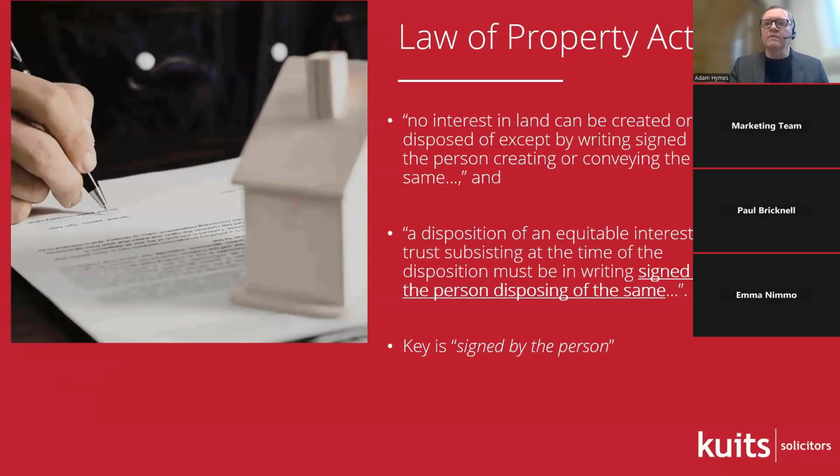So the 1925 Law of Property Act is a very important piece of legislation in property. It won't go into too many details, but the relevant clauses in that act say that no interest in land can be created or disposed of except by writing signed by the person creating or conveying the same. And a disposition of an equitable interest or trust, etc., must be in writing, signed by the person disposing of the same. So you'll see the word signed appearing in both cases there. So the key is that the document must be signed by the person. Next slide, please.